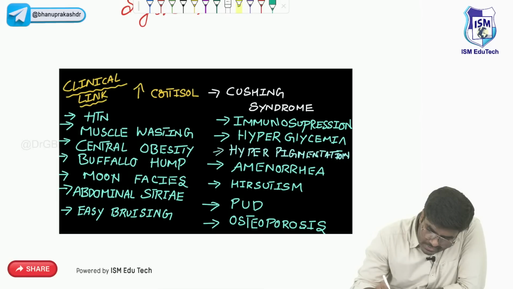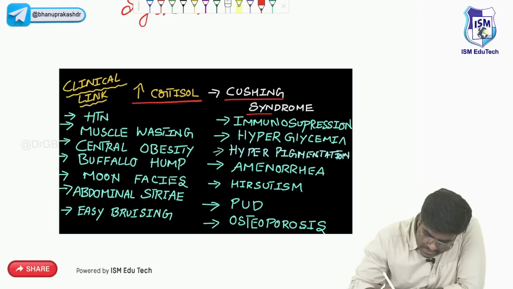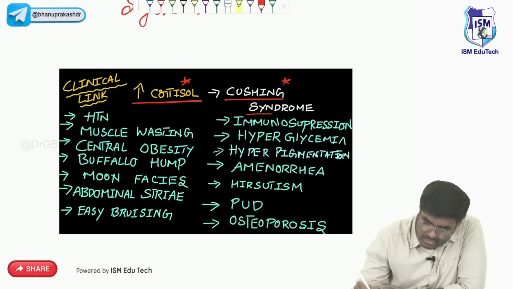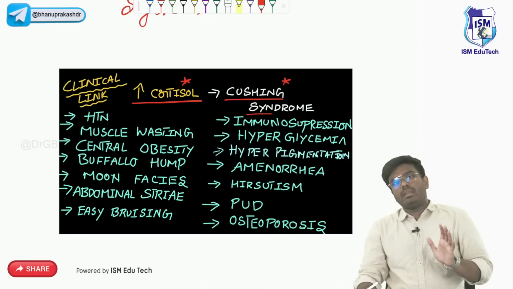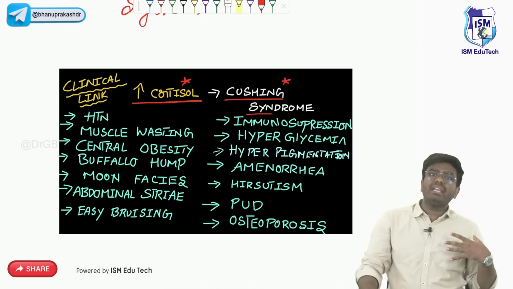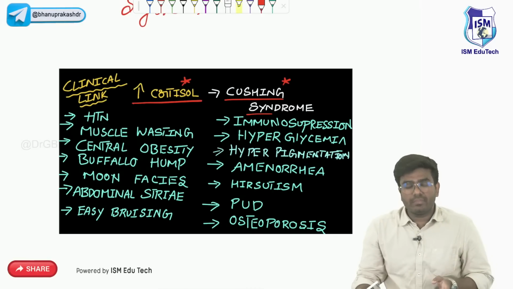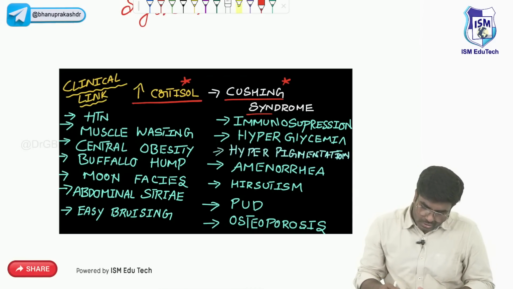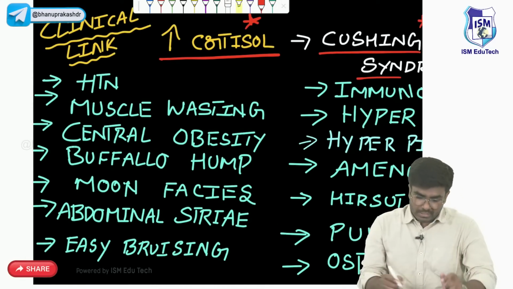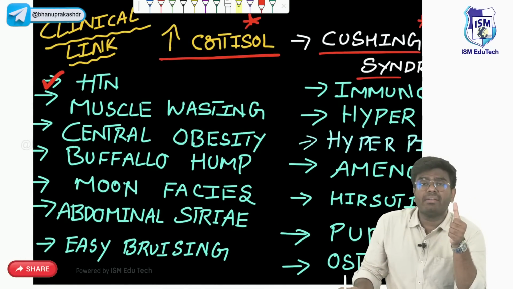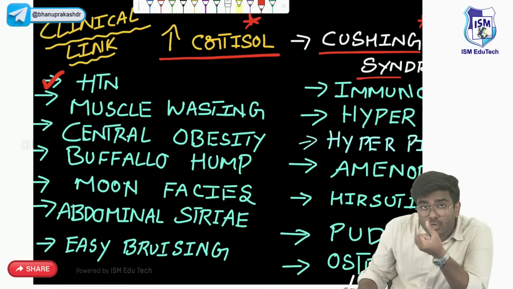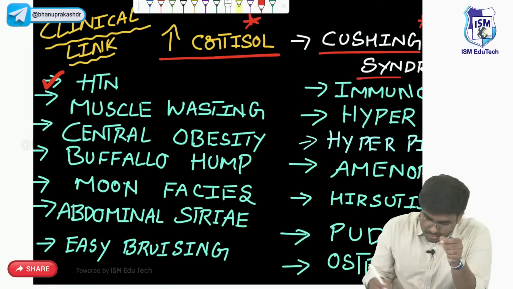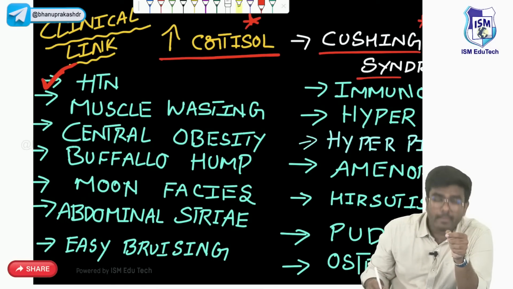Cushing syndrome is a condition where there is an elevated amount of cortisol. If the cortisol levels in the body are elevated, the person is going to suffer with Cushing syndrome. Now just tell me, what kind of clinical features are seen in a patient who is having Cushing syndrome? Already I have discussed with you. When the patient is having excessive amounts of cortisol, cortisol will cause vasoconstriction, vasoconstriction will raise BP, so the patient is suffering with hypertension.